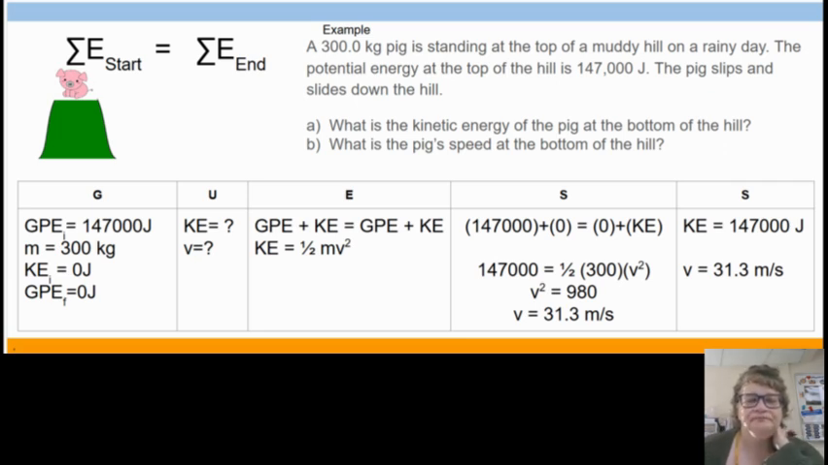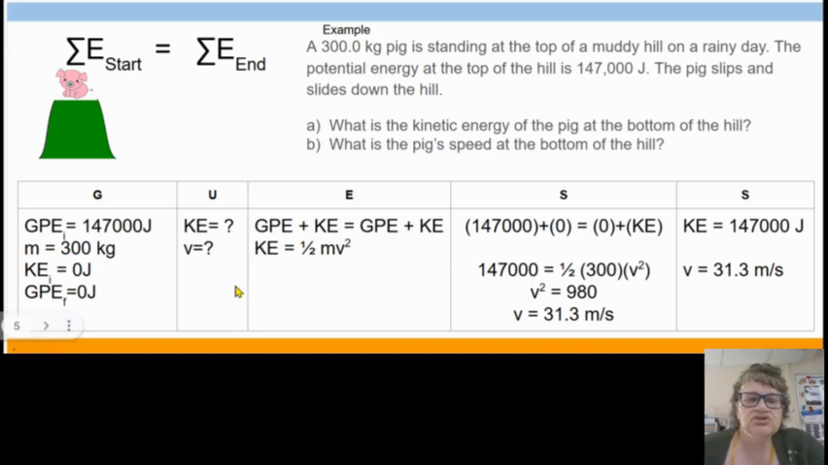Okay, so we're given that the gravitational potential energy is 147,000 joules. We're given that the mass of the pig is 300 kilograms. We're also given that the kinetic energy at the top of the hill is 0, right? Because he's just sitting there. And then at the bottom of the hill, when he gets to the bottom, he has no height. So his gravitational potential energy at the end is 0. We're trying to find the kinetic energy and the velocity of the pig at the bottom of the hill.